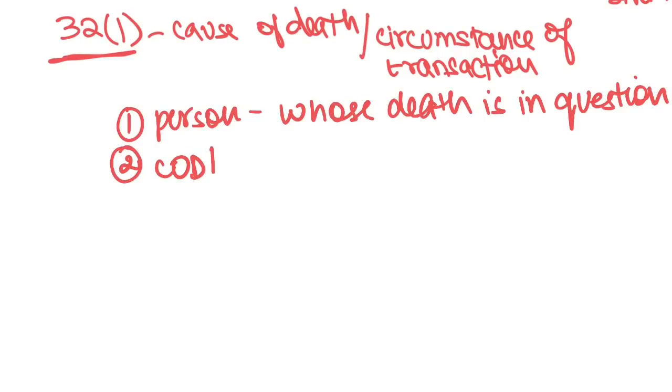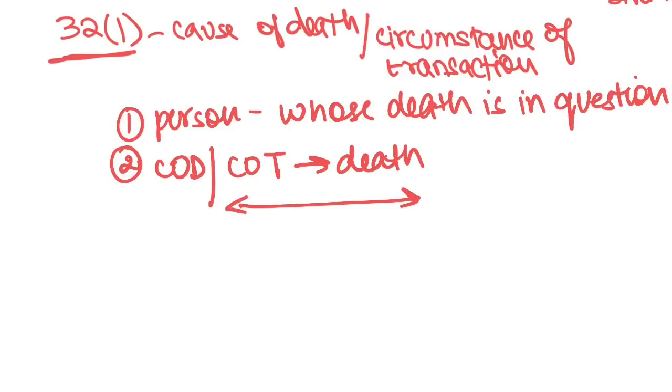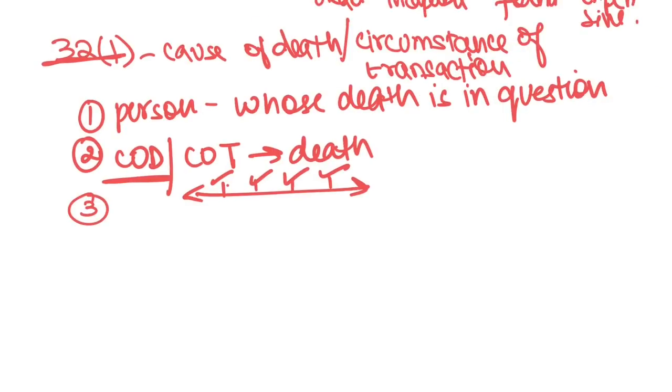It can be regarding the cause of his death or a circumstance of the transaction which ultimately resulted in his death. So if there is a huge transaction and there is any circumstance that happened in between and he makes a statement regarding any of these circumstances, it will also be a relevant fact. This statement will also be relevant. So it can be a statement regarding cause of death or circumstance of the transaction.